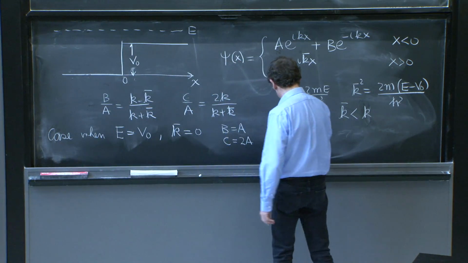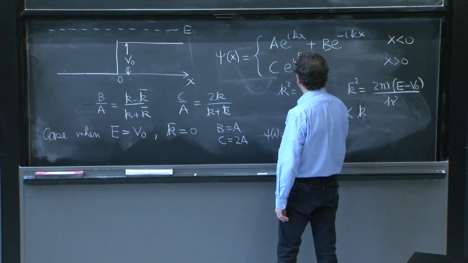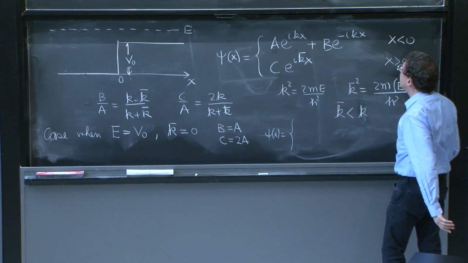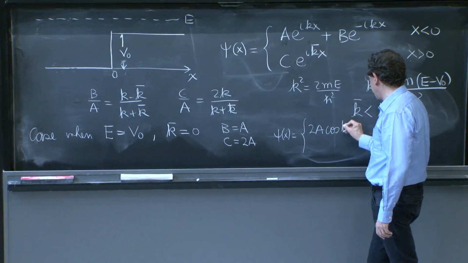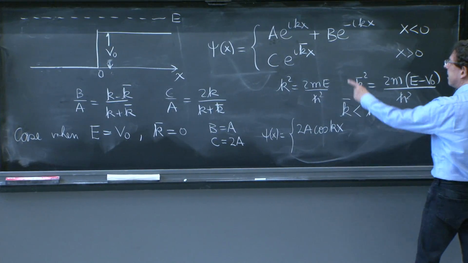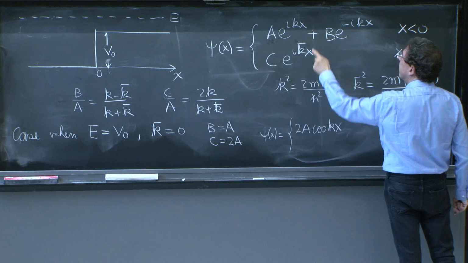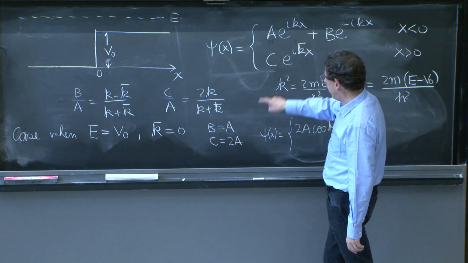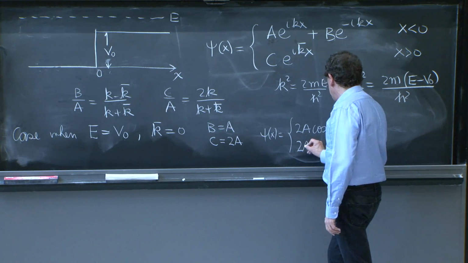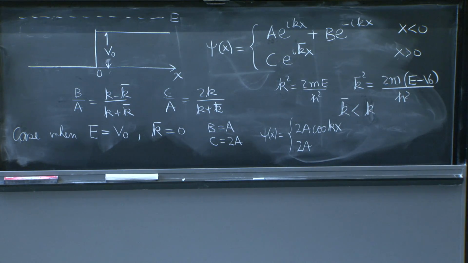And the solution would become psi of x equals, well, a is equal to b, so this is twice a times the cosine of kx. When a is equal to b, a is a common factor, and this thing is the sum of two exponentials with opposite signs. That gives you the cosine. And for c, you have 2a. And since k bar is equal to 0, well, it's just 2a. It's a number. This is unnormalizable, but even the original solution is unnormalizable, so we wouldn't worry too much about it.